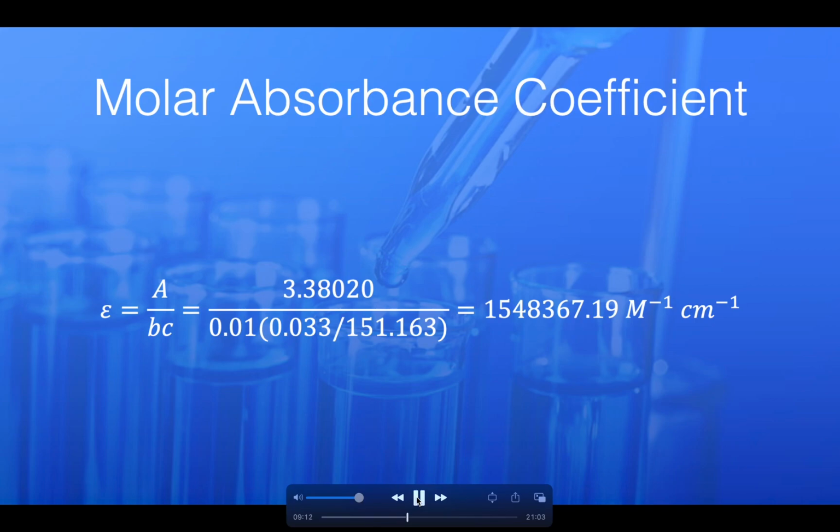This is Beer-Lambert's law rearranged to find epsilon, the absorbance coefficient, which is equal to the absorbance value at lambda max over the width of the cuvette multiplied by the concentration. The units are a bit different for this calculation, where the length or the width of the cuvette is actually in centimeters instead of meters.